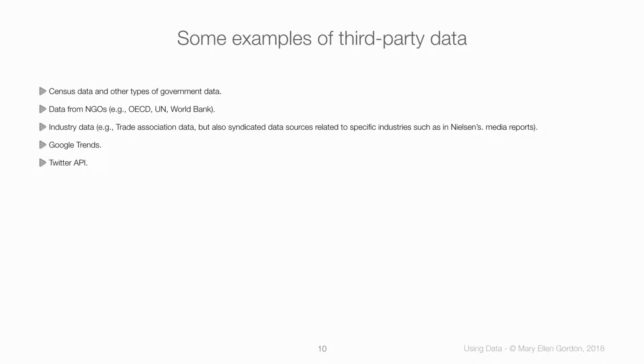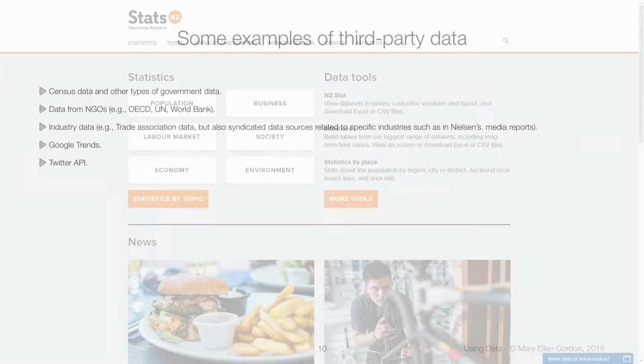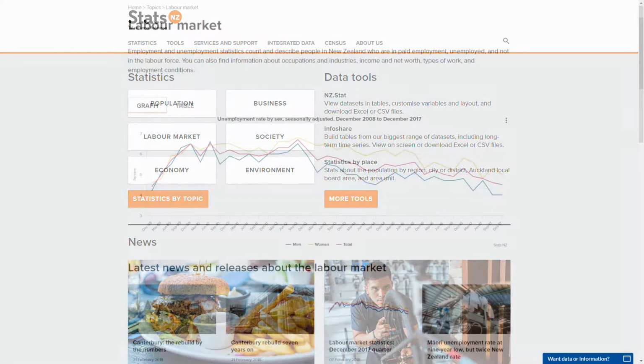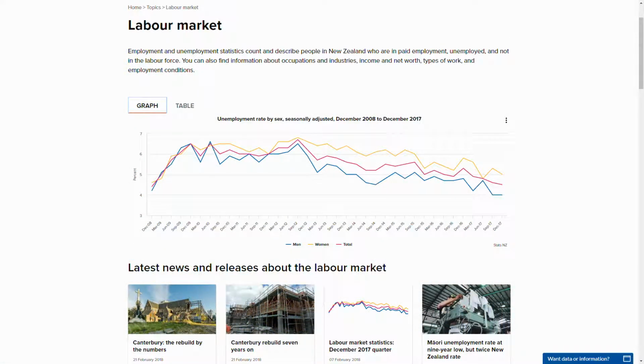Having just mentioned third-party data, I just wanted to give a few examples of that to further explain what I'm talking about. As I mentioned before, one really common example is census type data. Nearly every government, at least of any country of any size, has an organization that collects census data from its citizens. There's also lots of other types of government data in most countries. So that's one possible source of third-party data.